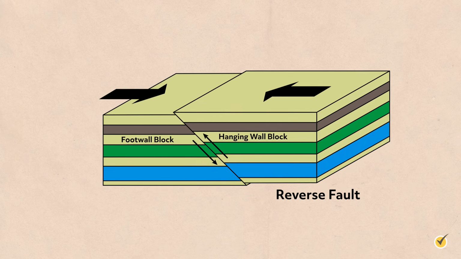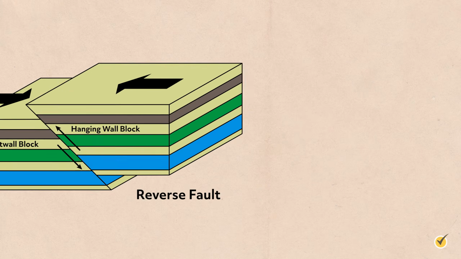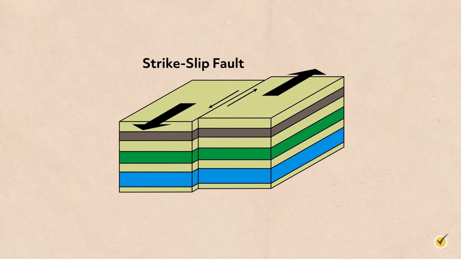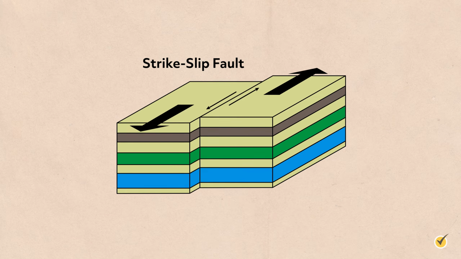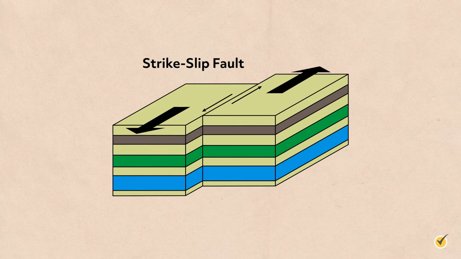When the hanging wall is moving upward against the footwall, we call it a reverse fault. When the slabs of rock are sliding past one another with no up or down movement, it's called a strike-slip fault. In this case, there's no hanging wall or footwall. Earlier, I mentioned there are different types of stresses. Each type of fault is associated with its own type of stress.